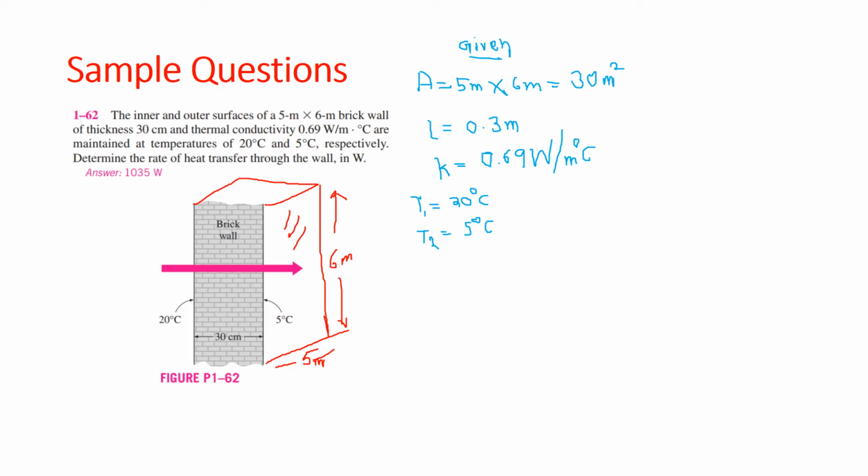Since we are dealing with a conduction problem, the governing law for conduction is Fourier's law of heat conduction, which states that Q dot conduction, since I am writing with a mouse, I hope it's clear for you, is equal to minus K, the thermal conductivity, times A, the cross-section area, times dT over dx, the change in temperature over the thickness, the change in length.